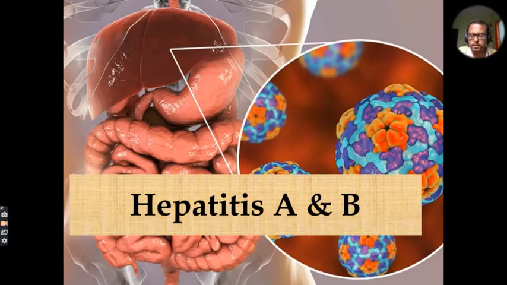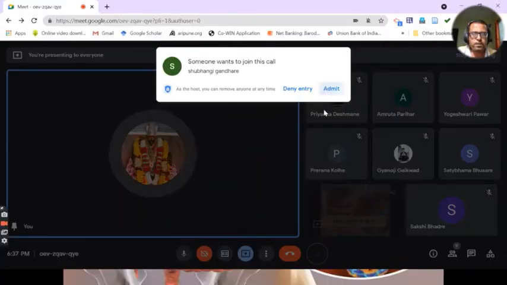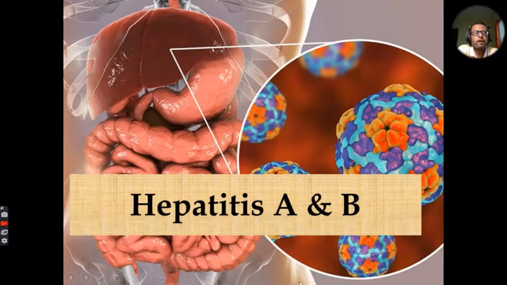Now, in concern to the third unit, which mainly contains those diseases which are caused by viruses. And in this third unit, the viral diseases mostly caused by the viruses include hepatitis A and B, and the second one is AIDS. So in the third unit, we are going to study these two viral infections. Now in this class, we will see hepatitis A.